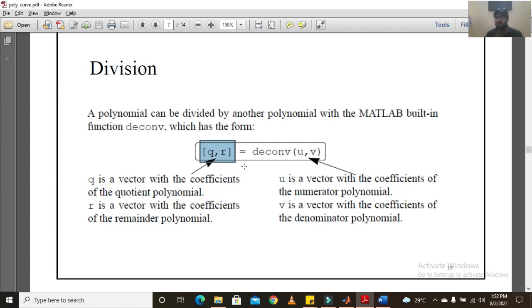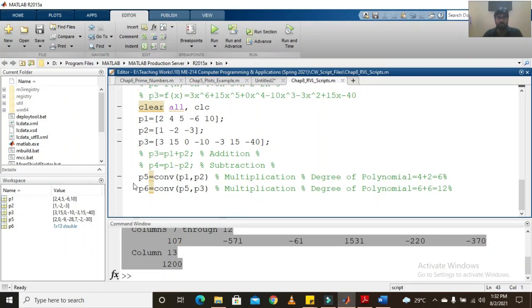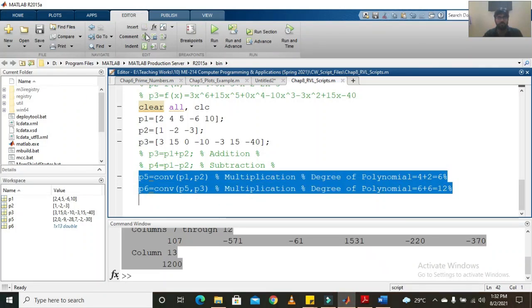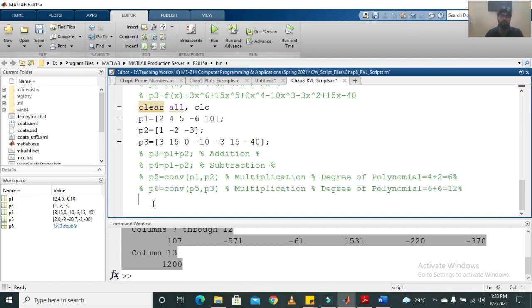So in division we will obtain two outputs. The first output will be the quotient and the second output will be the remainder, and it does not mean that you have to use q and r as variables. You can use any other variables as well. So let's say I'm talking about the division now, and I want to divide P1 by P2.